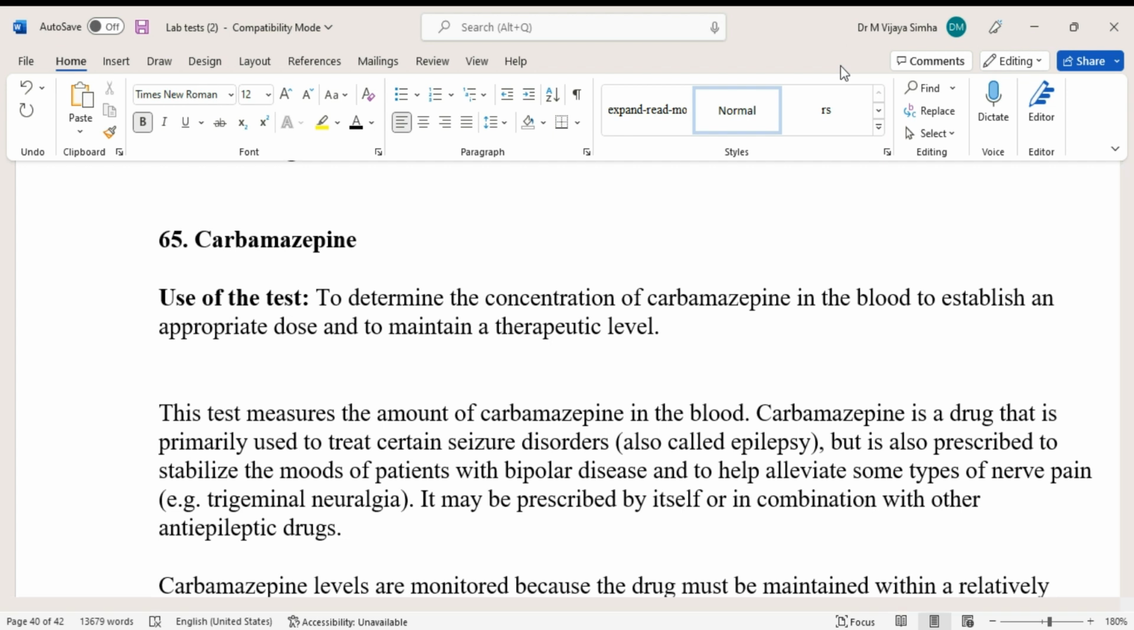Today we are going to discuss a laboratory test, carbamazepine. Use of the test: to determine the concentration of carbamazepine in the blood, to establish an appropriate dose and to maintain a therapeutic level. This drug is not present in healthy persons. Some patients, such as epileptic patients, need this drug. However, the medicine should be in a particular range, called the therapeutic range. So for that reason, this test is done. This test measures the amount of carbamazepine in the blood.